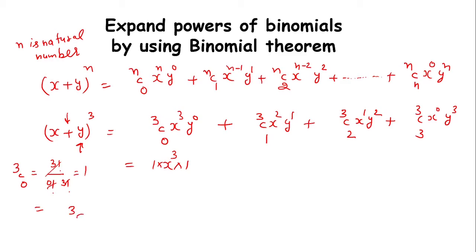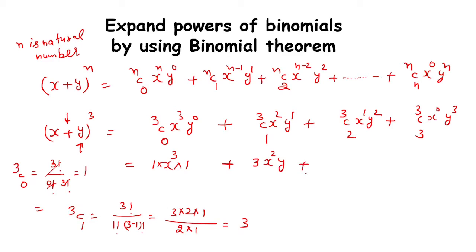Let's find out the value of 3C1. 3 factorial over 1 factorial times (3 minus 1) factorial, and 3 minus 1 means 2 factorial. So 3 times 2 times 1 over 1 factorial, which is 1, and 2 factorial is nothing but 2 times 1. Means the answer is 3. So 3C1 is nothing but 3, giving 3x squared y, plus, how do you simplify 3C2? 3C2 is 3 factorial over 2 factorial times (3 minus 2) factorial.